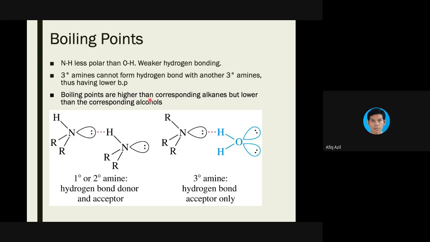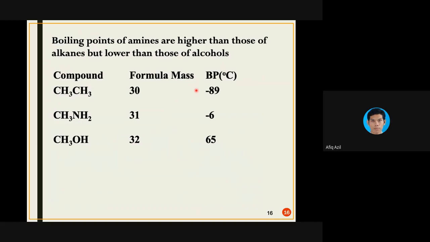So the boiling points will be higher than the corresponding alkanes, but lower than the corresponding alcohols. That means if you have an alkane, an alcohol, and an amine with similar molecular weight, alcohol will have the highest boiling point, then amine, and lastly alkane. Here is an example: boiling points of amines are higher than those of alkanes, but lower than those of alcohols.